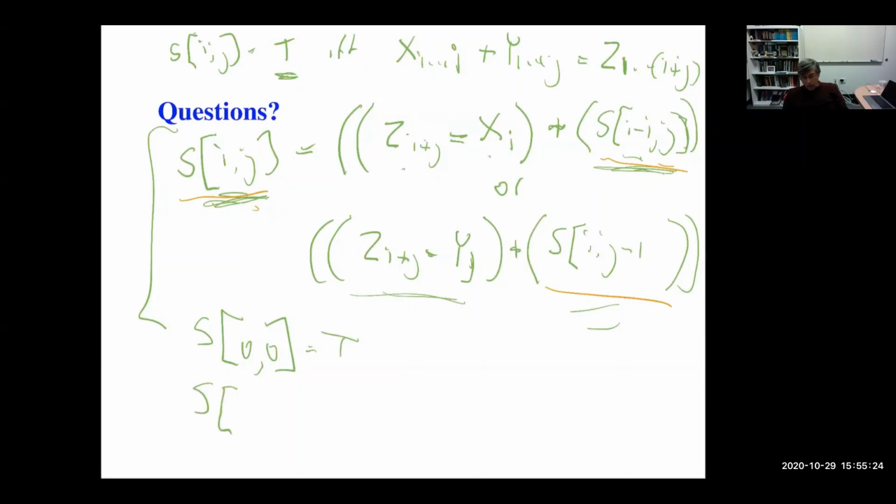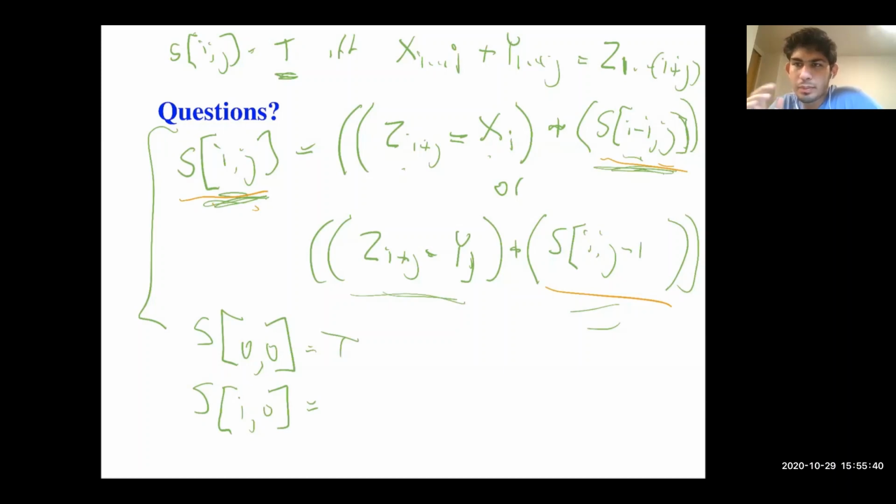Under what condition is S of I comma 0 equal to? Wouldn't it be true because you can only put that one letter in the spot? Well, it says, can I shuffle the first I characters of X and 0 characters of Y into the first I characters of Z? Is that always true?